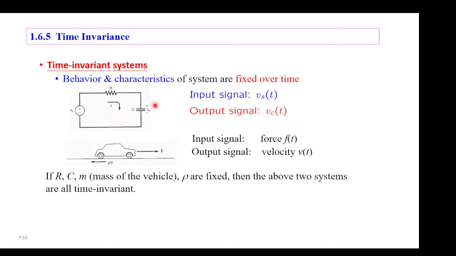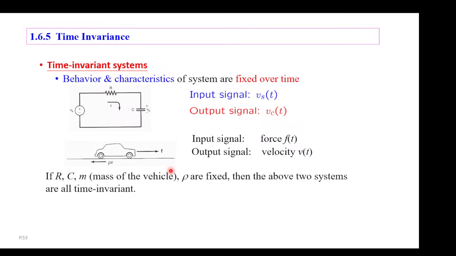So for example, go back to our favorite circuit system and the car. If all those are constant in the circuit system, so the capacitance and the resistance, or the mass of the car, if those are all constant over time, then we think those two systems do have the same behavior regardless of the time. So even though they might be causal, they might have memory, we think the input and output relationship doesn't depend on time. Then it's time invariant.